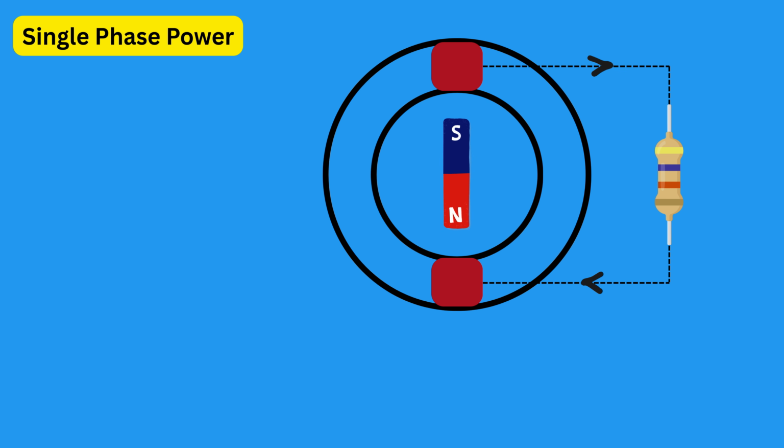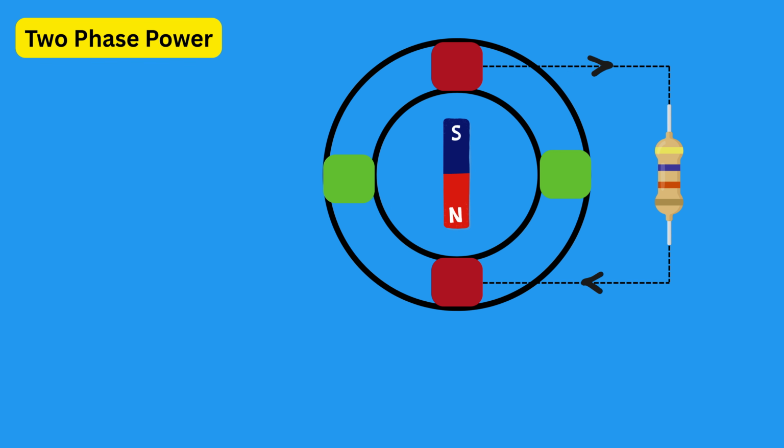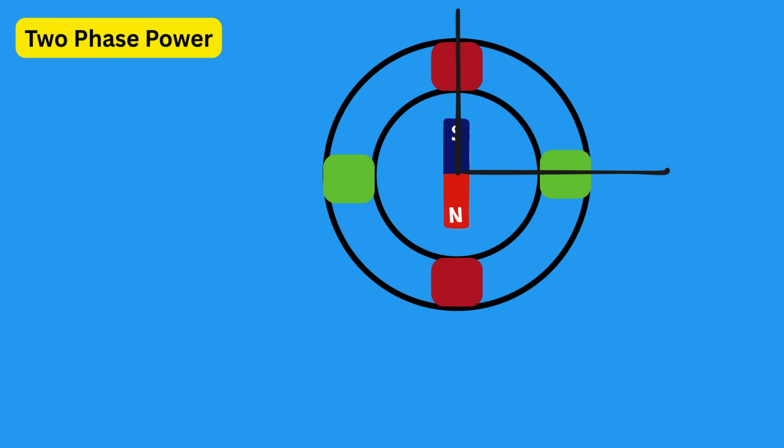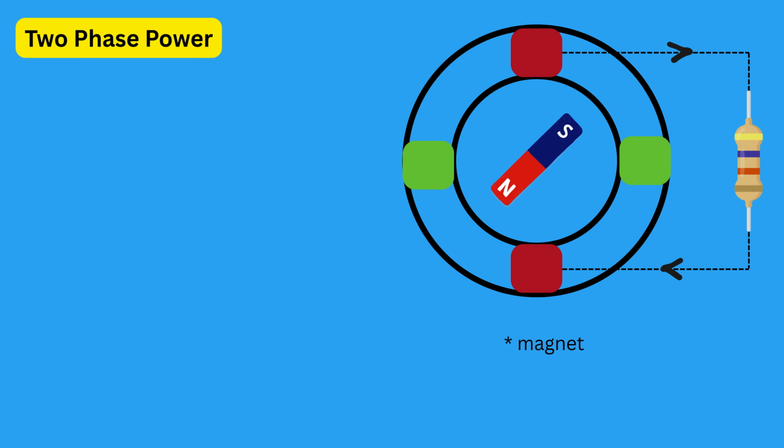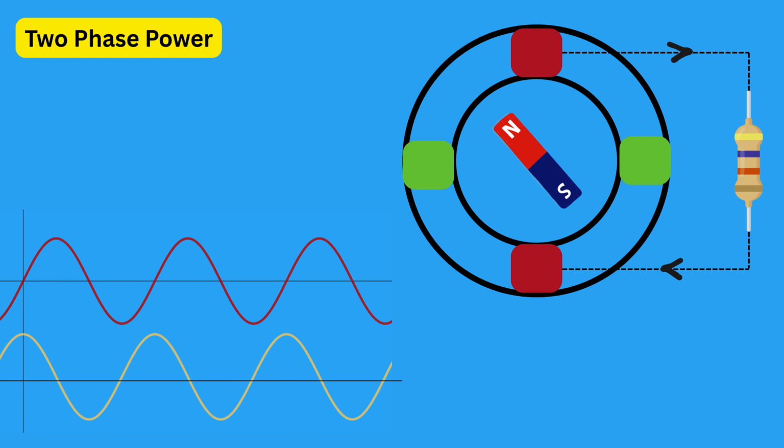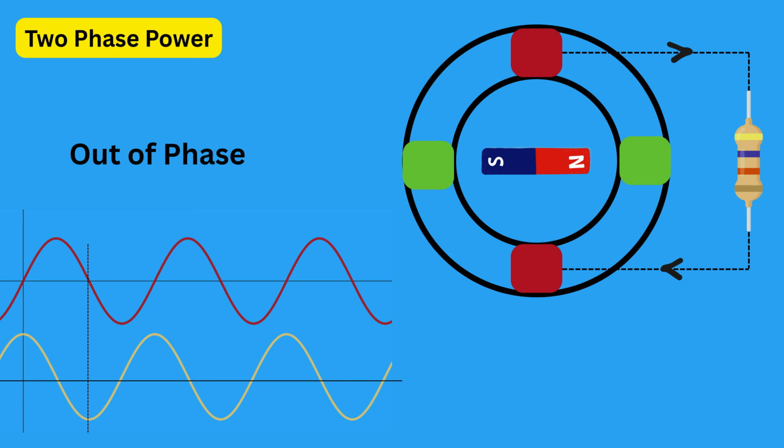To improve this situation, engineers thought of adding another winding. In a two-phase system, two identical windings are placed inside the generator, but they are positioned at 90 degrees with respect to each other. Now, when we rotate the coil, the voltages induced in these two windings do not reach their maximum values at the same time. When one winding produces maximum voltage, the other produces almost zero voltage. As the rotor turns further, their roles interchange. The two voltages are said to be out of phase by 90 degrees.